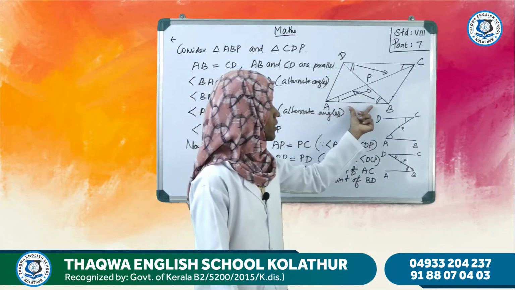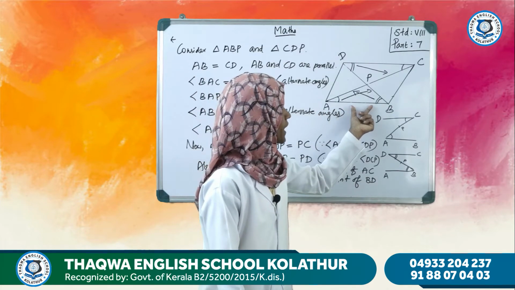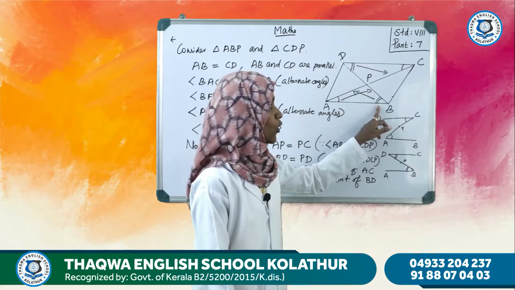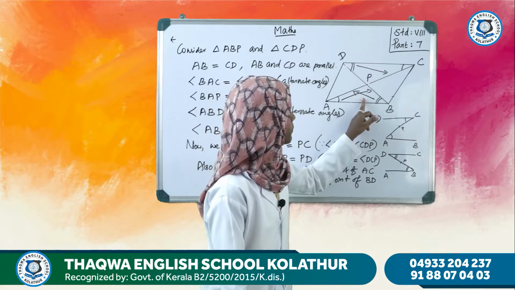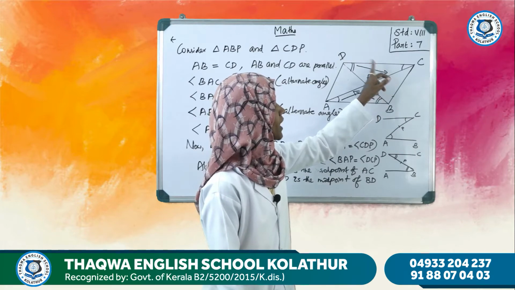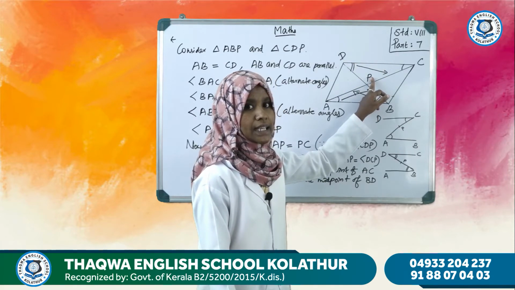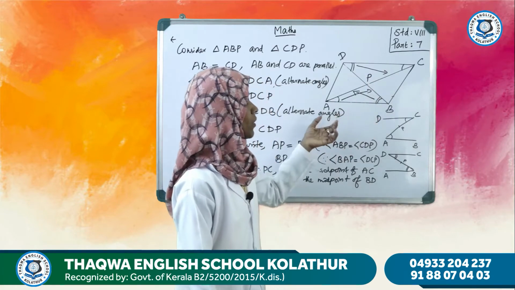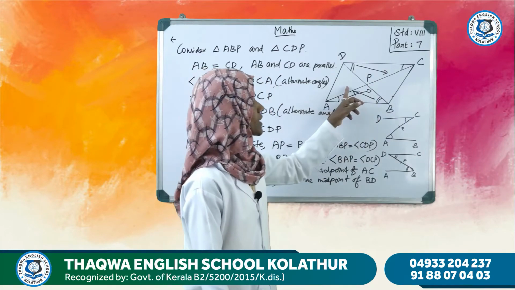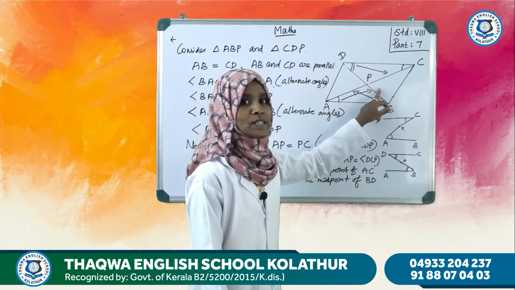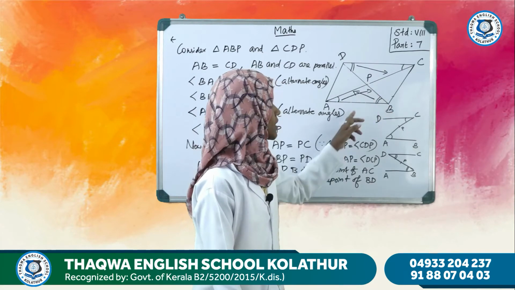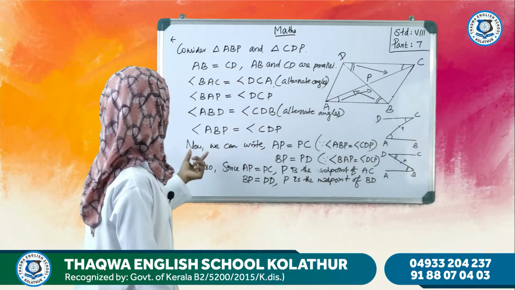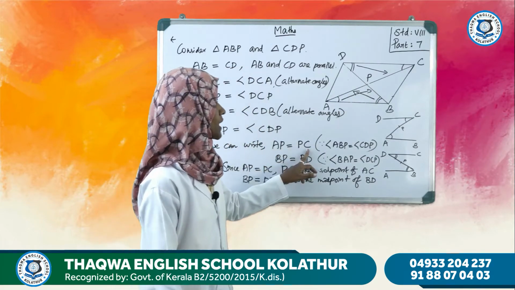Now, one side and the two angles at its ends of triangle ABP and triangle CDP are equal. Thus we can say that the other two sides opposite to the equal angles and the third angle are also equal. Now we can write AP equals PC.